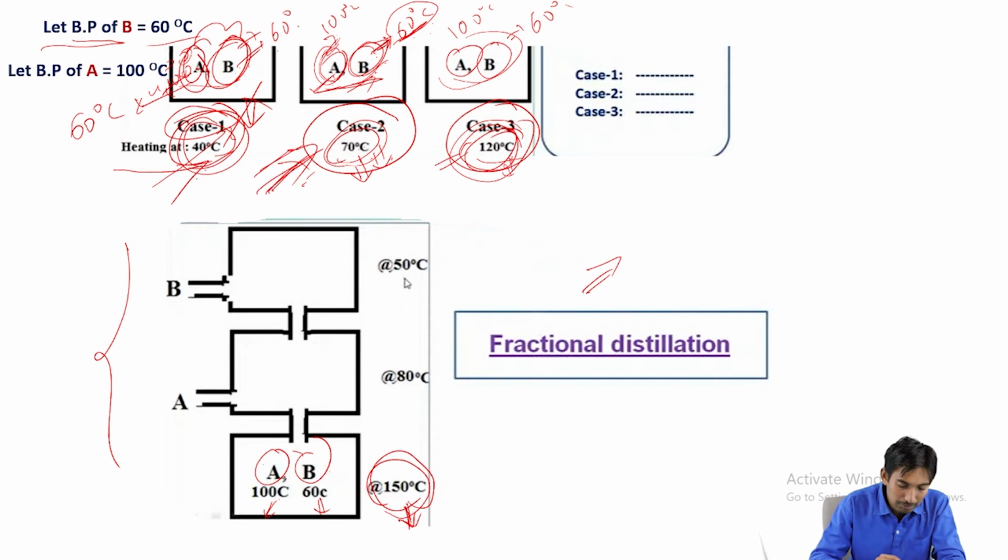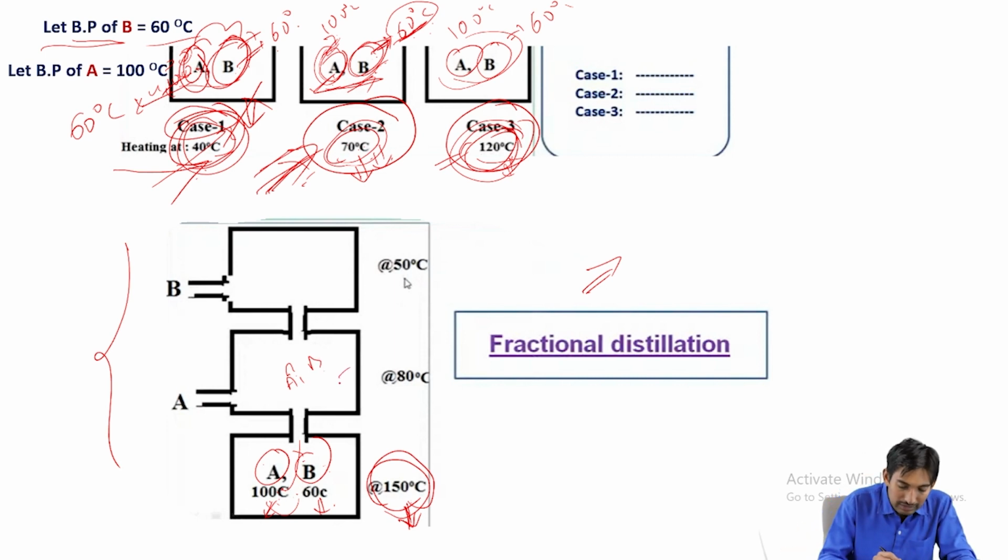What happens? The boiling point of A is 100 degrees centigrade. The boiling point of B is 60 degrees centigrade. So both boiling points are less than this temperature. So these two liquids, fraction A and fraction B, will undergo vaporization. These two liquids are converted into vapor, and A and B enter into the container above.